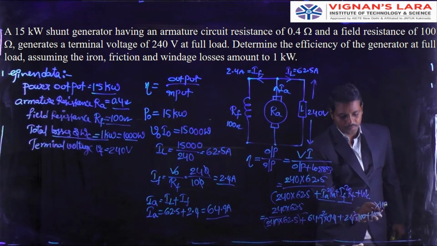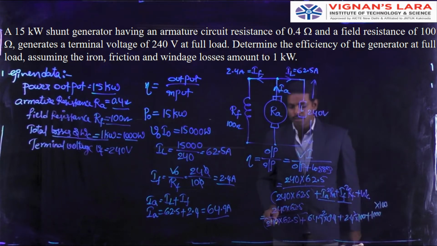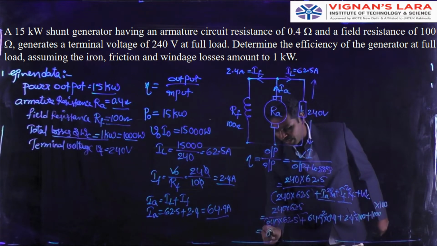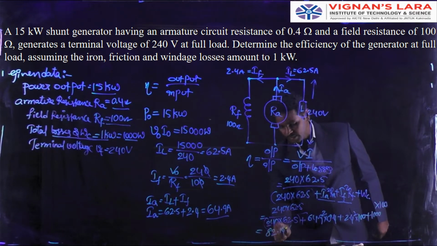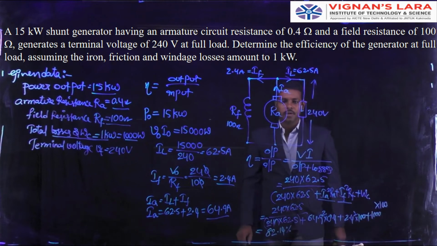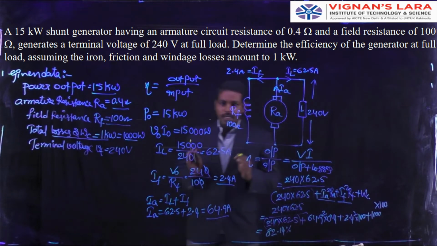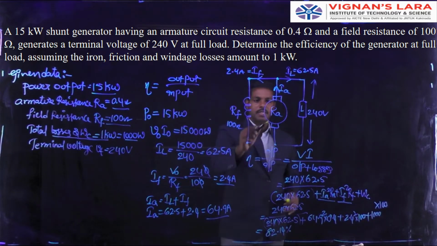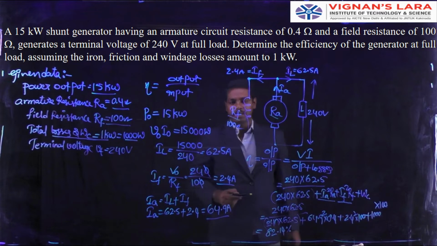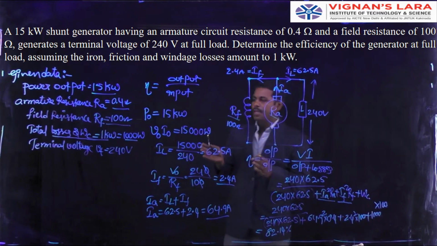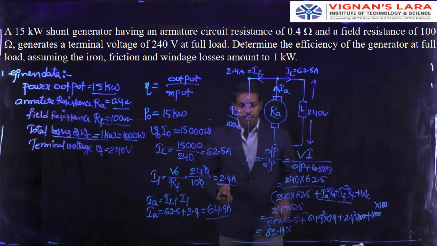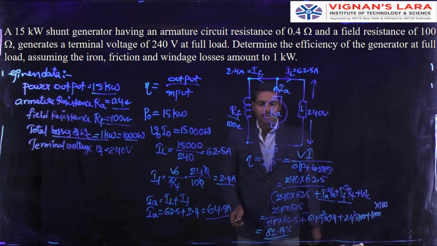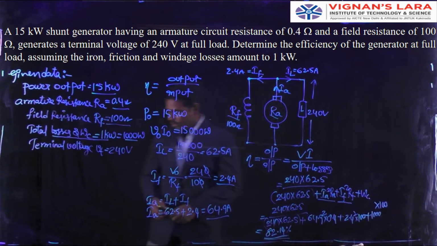So we can find out the efficiency in terms of percentages. So finally, what we are getting is 82.14%. So in this, generally we are given a 15 kilowatt shunt generator having some parameters, which are armature resistance and field resistance. So based on that, we can find out the efficiency of a generator. So based on the given parameters, finally the value we get is 82.14%.